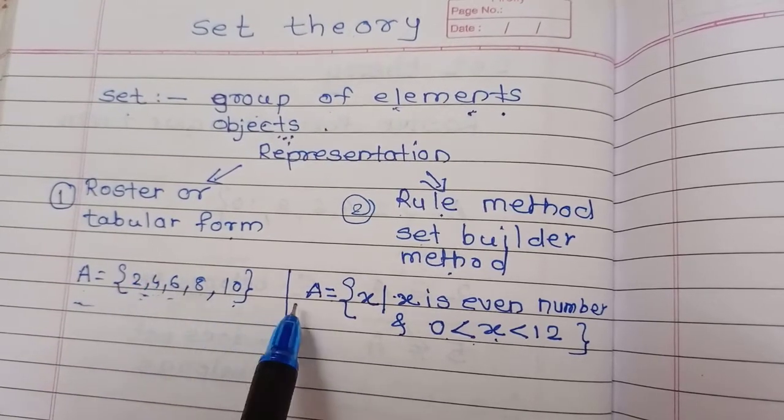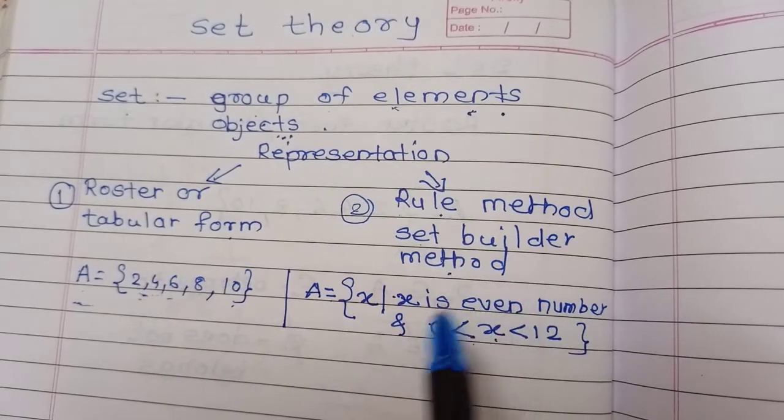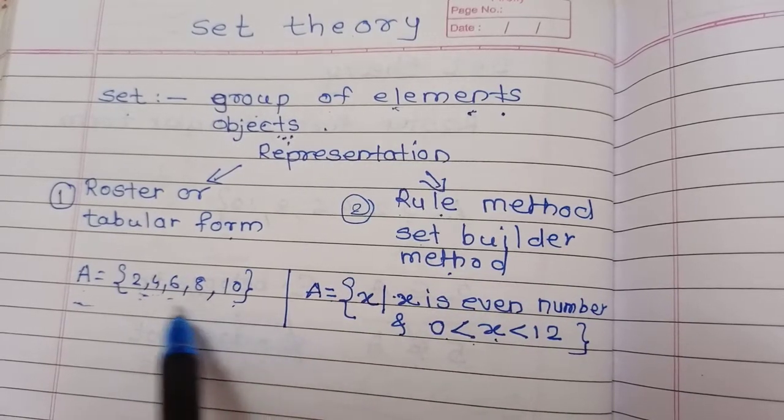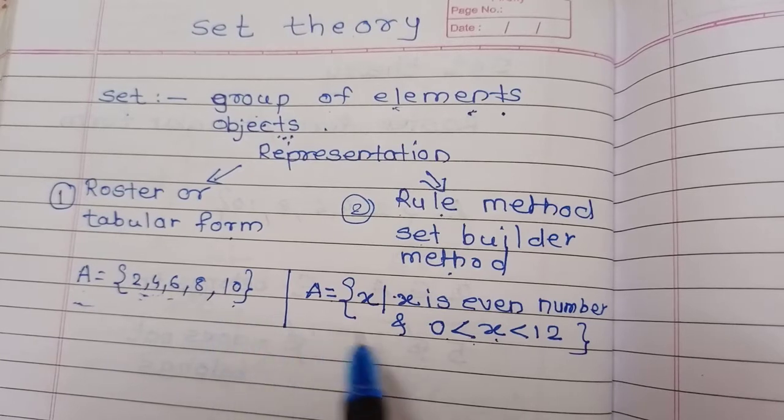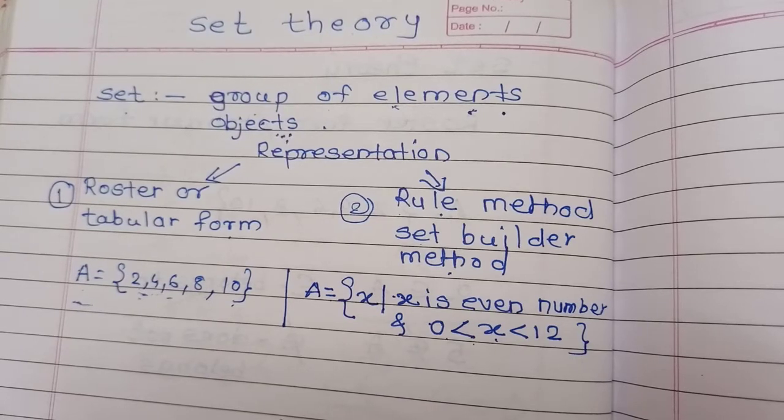So while writing the set using the rule method or set builder method, we have to find the common characteristics between these elements, and we have to write it like this. Okay, so I think you got what I want to say.